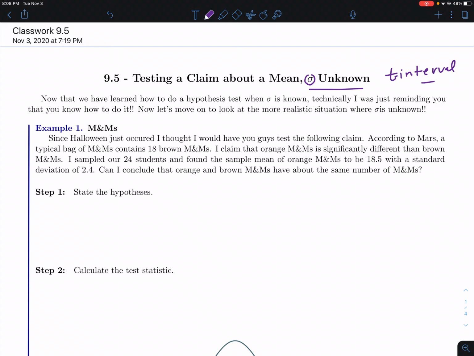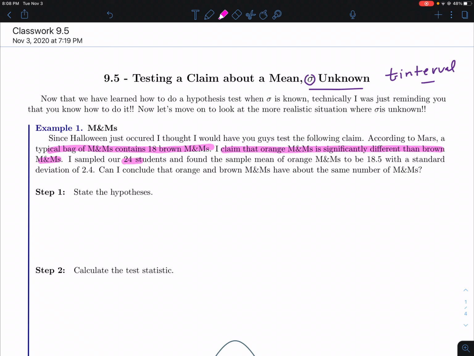So let's just dive in right away and do an example since we're already familiar with the process. Since Halloween just occurred, I thought I'd have you test the following claim. According to Mars, a typical bag of M&Ms contains 18 brown M&Ms. I claim that orange M&Ms is significantly different than brown M&Ms. So I sampled our class. Normally we would have been able to do this, but I couldn't share M&Ms with you guys because of Corona, and I'm not actually seeing you.